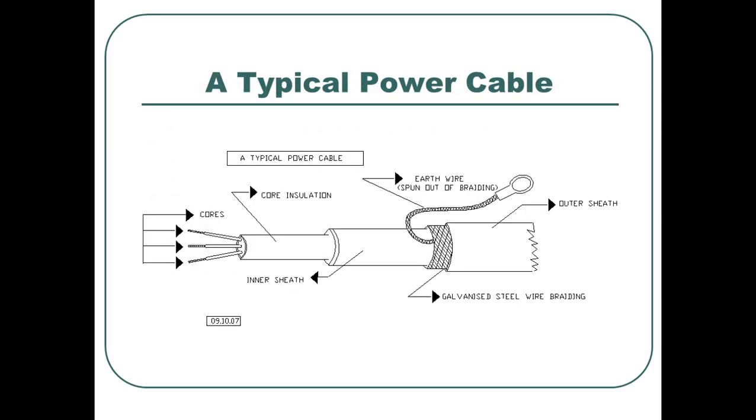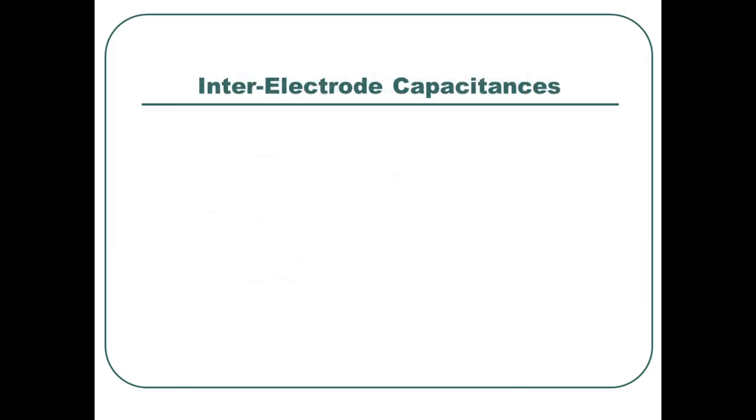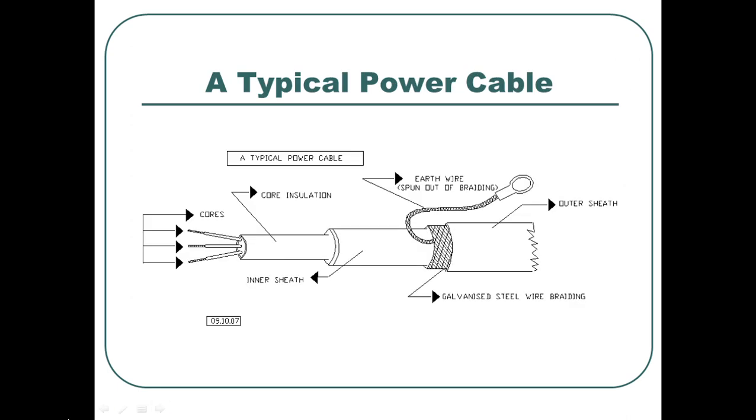A typical power cable. Now you see a high voltage power cable. You see the outer sheath, and then we have galvanized steel wire braiding, and then you have the earth wire spun out of braiding. This is the earth wire. Then you have the inner sheath, then you have core insulation, and then we have separate cores. They are also covered.